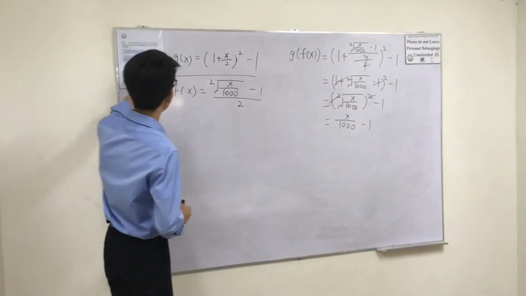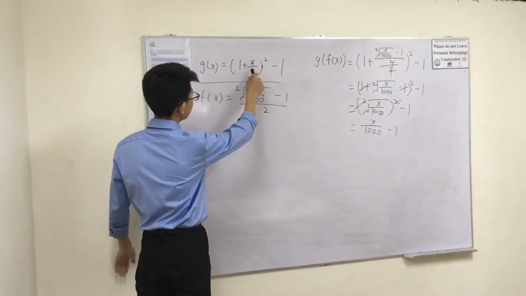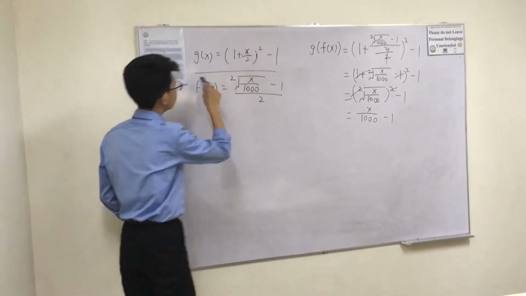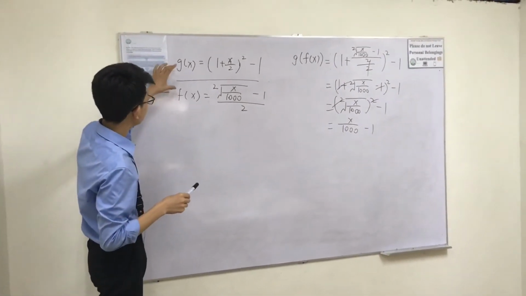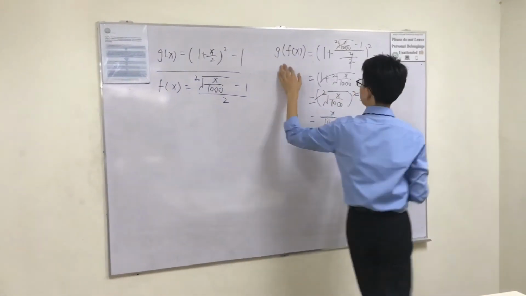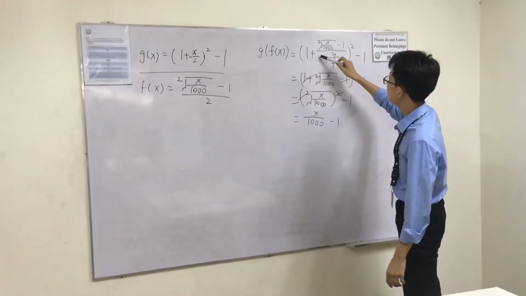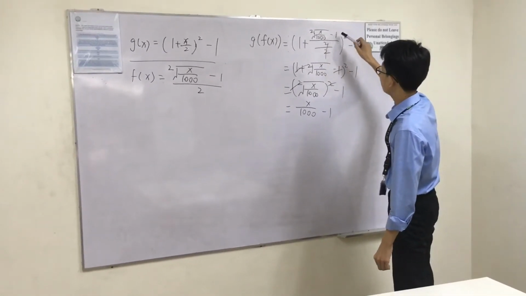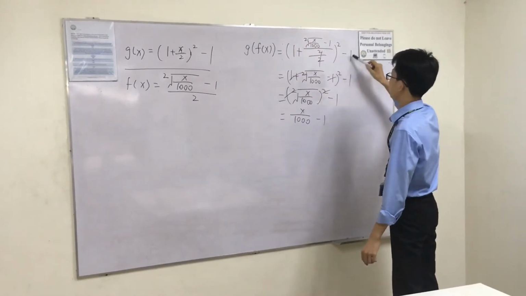Okay, here are the other functions that I provided, which is g of x equals (1 plus x over 2) all raised to 2, minus 1. This is a function for the effective rate, and the operation I use is composition. So g of f of x is equal to (1 plus the square root of x over 1000, minus 1, over 2, over 2) all squared, minus 1.